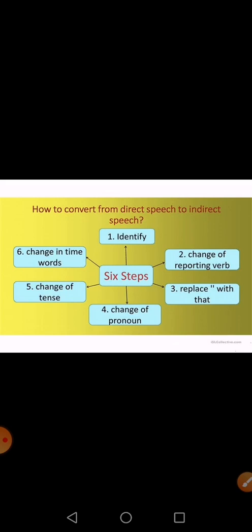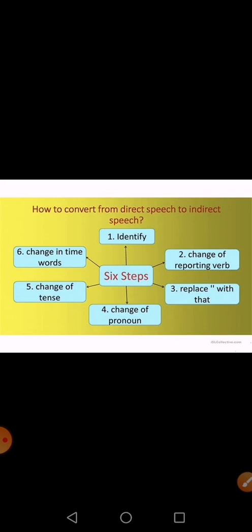Now, the second thing is change of reporting verb. Direct speech is written in 2 parts. As I had given you the example before, he said to me is the reporting speech. I am playing is the reported speech, and it is enclosed in inverted commas. But what is reporting speech?